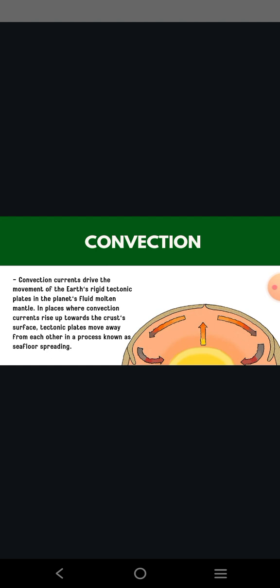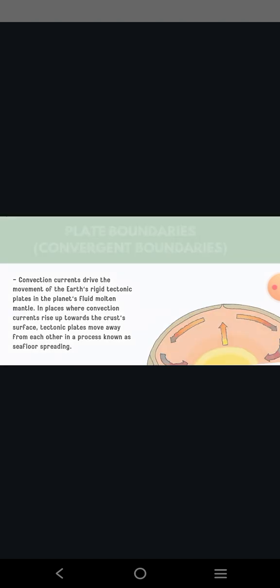So, what made this move? The answer to this question is convection. Convection currents drive the movement of the Earth's rigid tectonic plates in the planet's fluid molten mantle. In places where convection currents rise up towards the crust's surface, tectonic plates move away from each other in a process known as seafloor spreading.